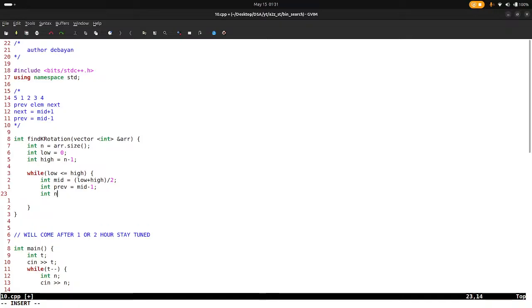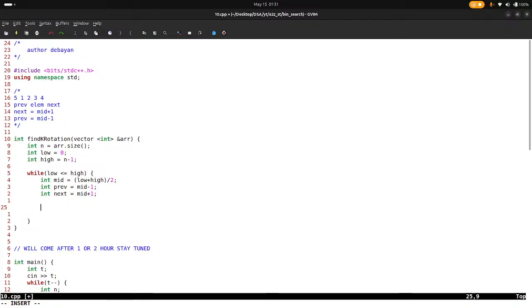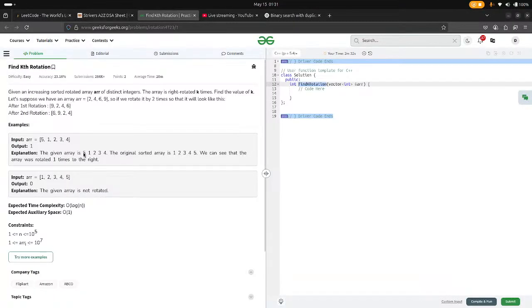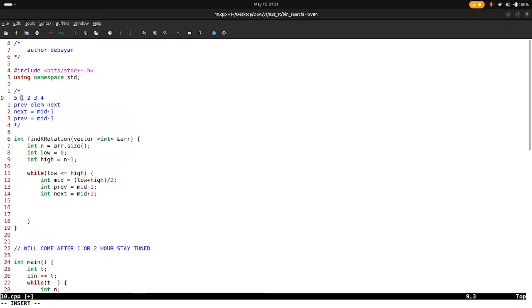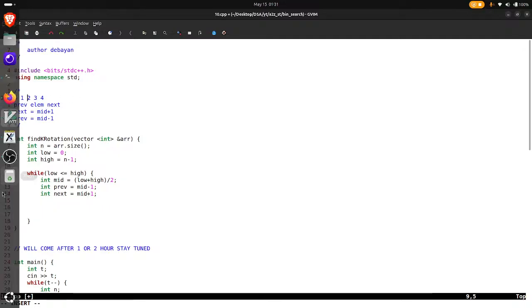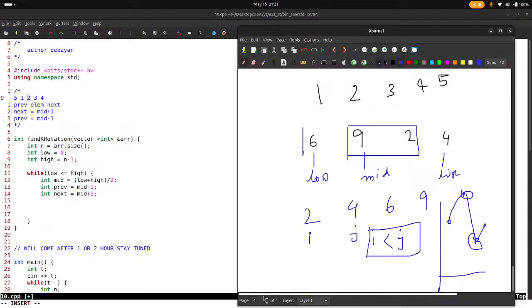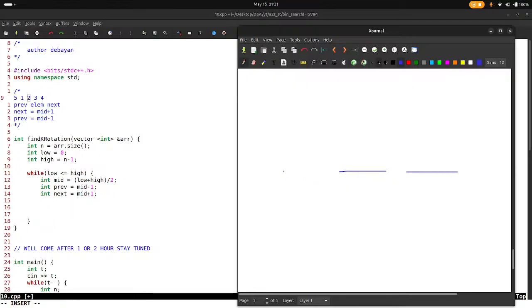and int next equals mid plus 1. Now what is the condition? Basically, let me consider this visually. Here is the previous value, this is the element I consider as mid, and this is next.